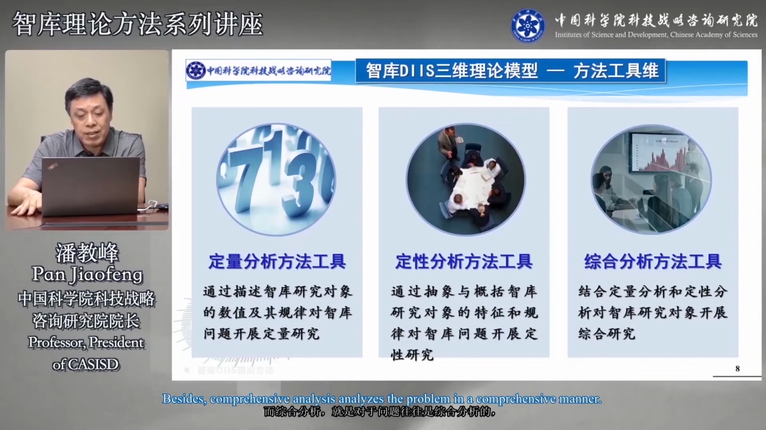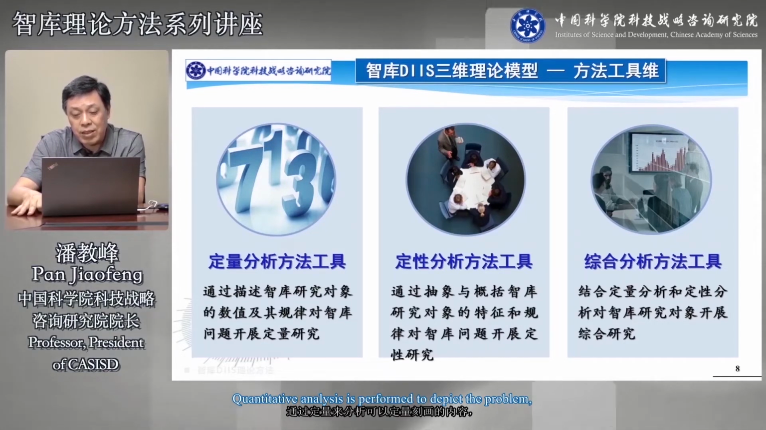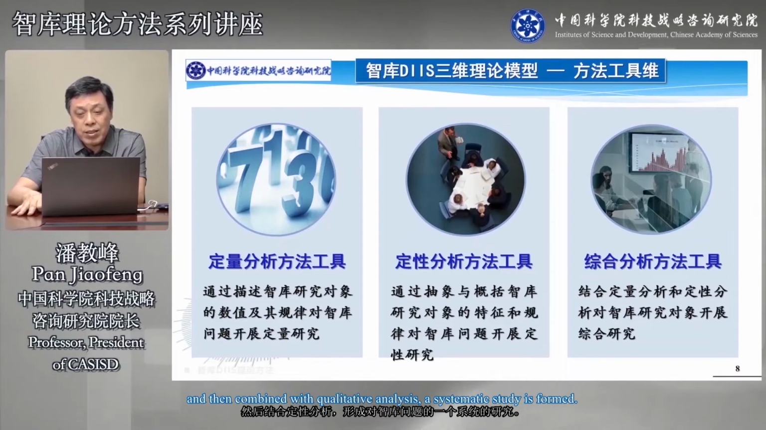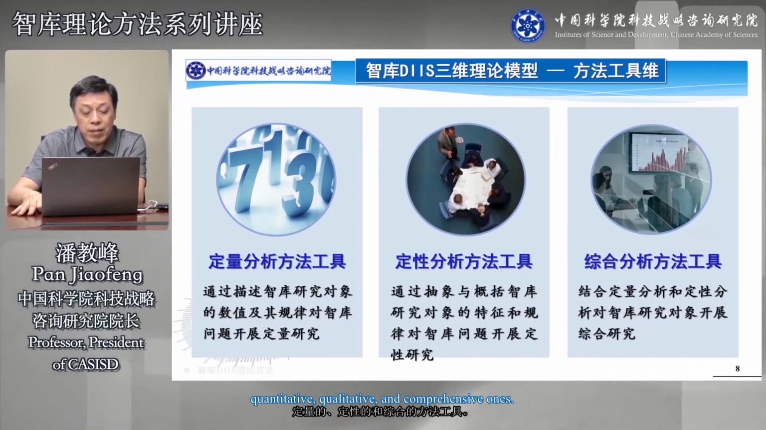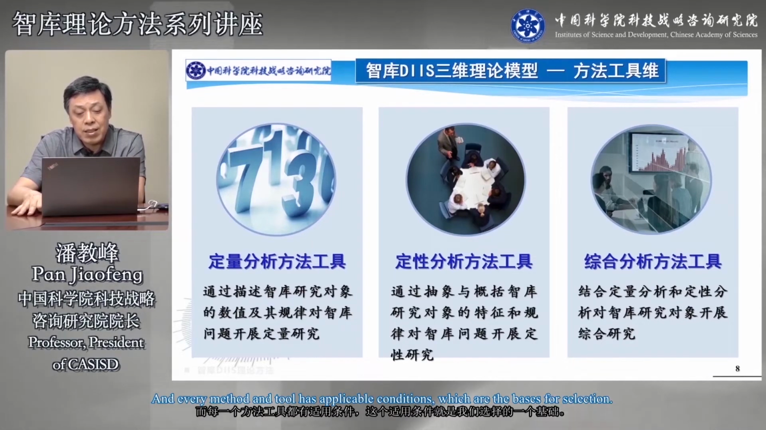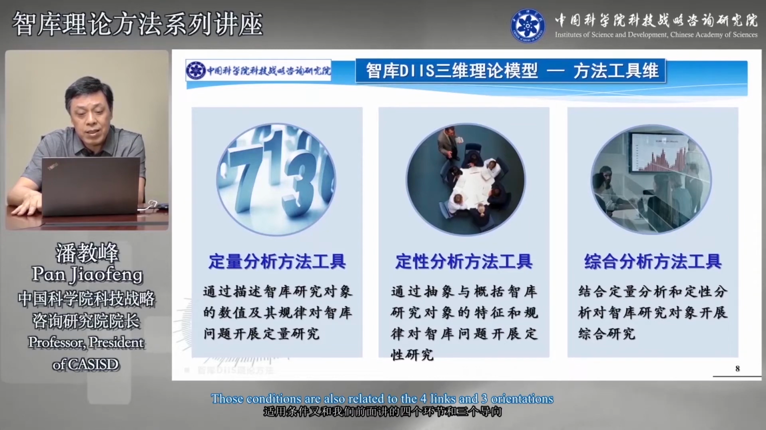Besides, comprehensive analysis analyzes the problem in a comprehensive manner. Quantitative analysis is performed to depict the problem, and then combined with qualitative analysis, a systematic study is formed. Therefore, we can also divide the methods and tools into three categories: quantitative, qualitative, and comprehensive ones. And every method and tool has applicable conditions, which are the basis for selection. Those conditions are also related to the four links and three orientations in the specific analysis of problems, which is the reason for a 3D coupling.